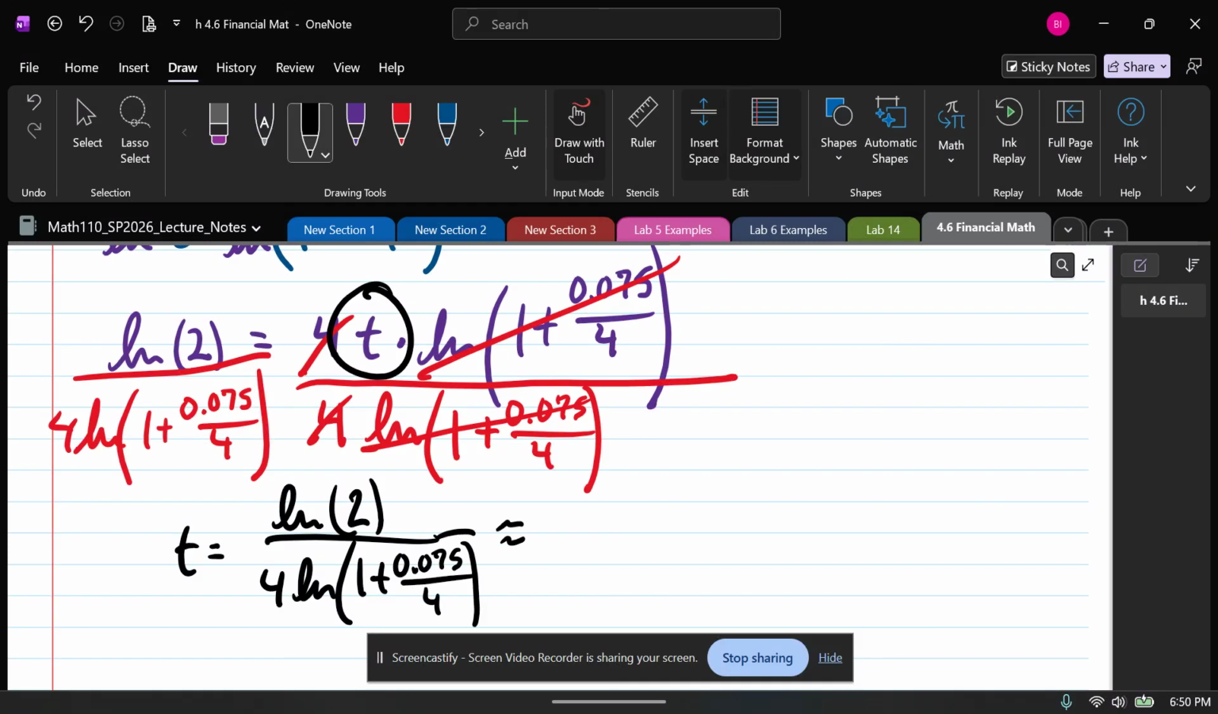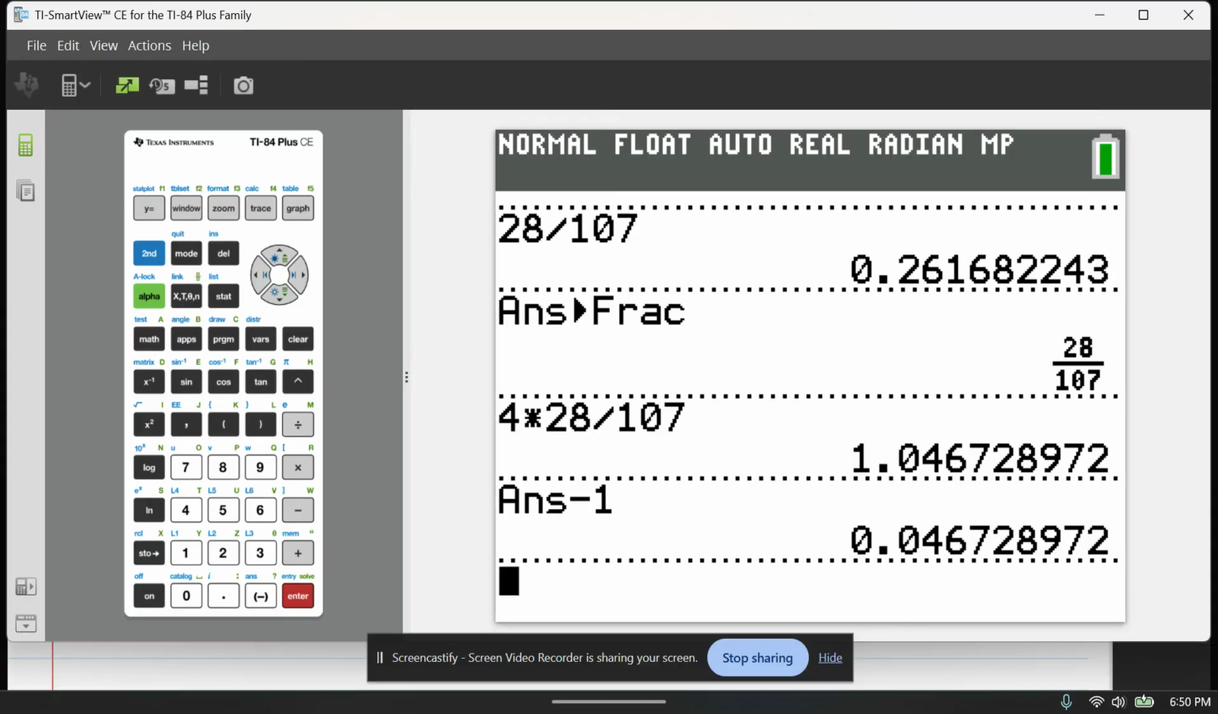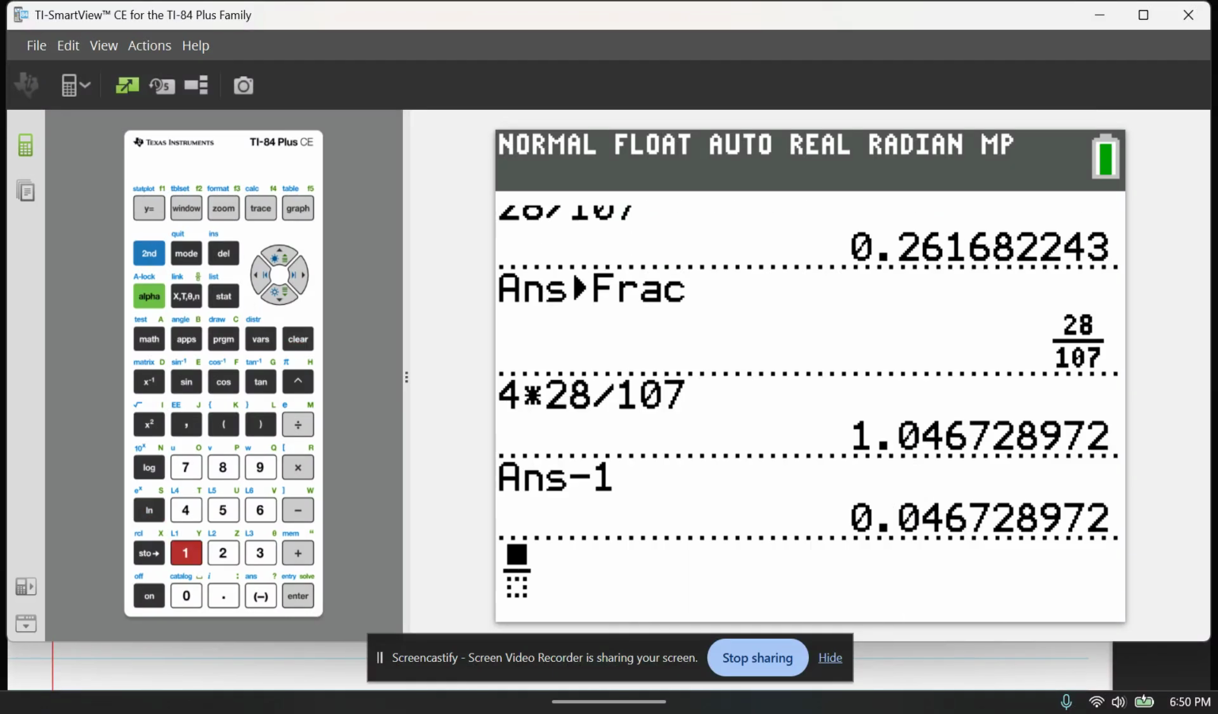I want to get that as a decimal because that doesn't mean much to me about how many years. I'm going to figure out what that is as a decimal. So natural log of 2. I'm going to use the fraction button on my calculator because that's going to help me. Natural log of 2. On the bottom, I got 4 natural log of 1 plus 0.075 divided by 4. Close the parentheses. And hit enter.